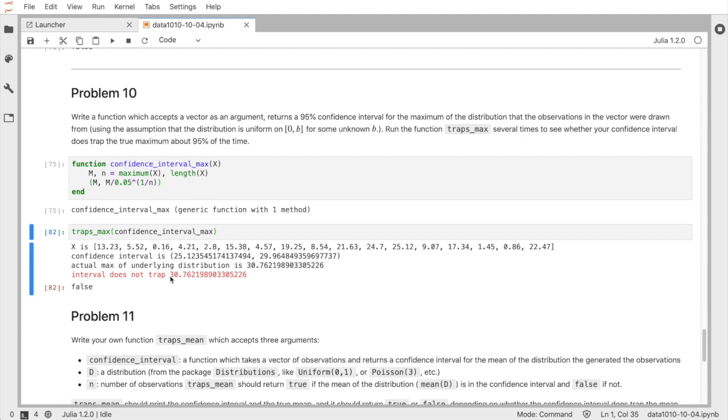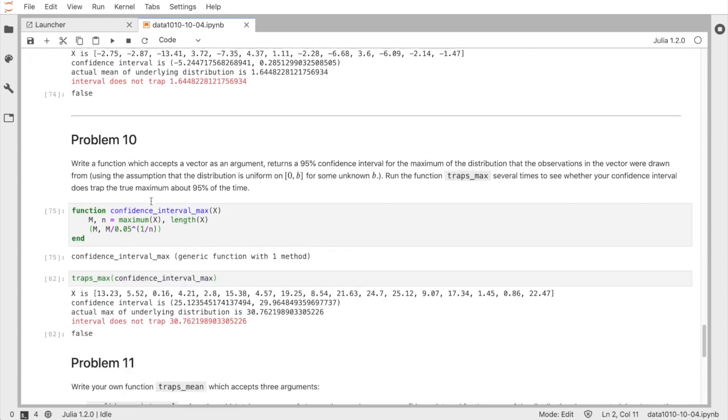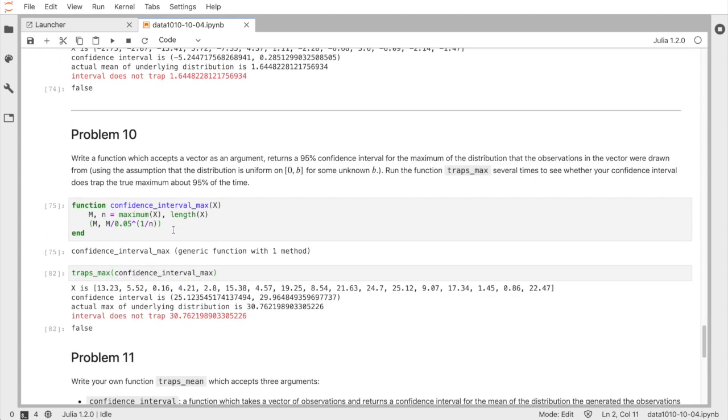So unlike in this situation where we had to do this cheat of taking the standard deviation from the sample and pretending that it's actually the standard deviation, the maximum situation is in fact simpler because we can calculate everything exactly.